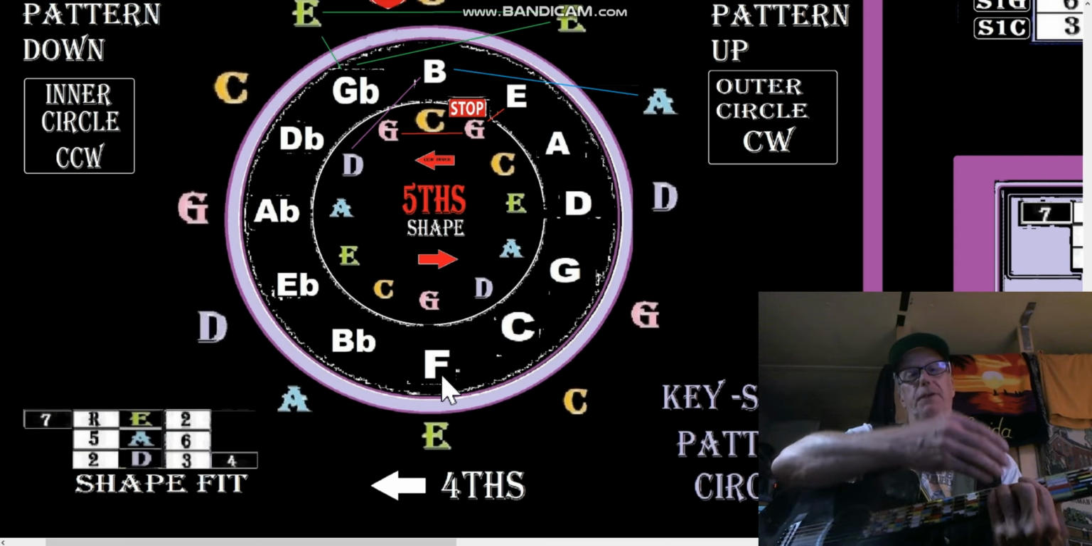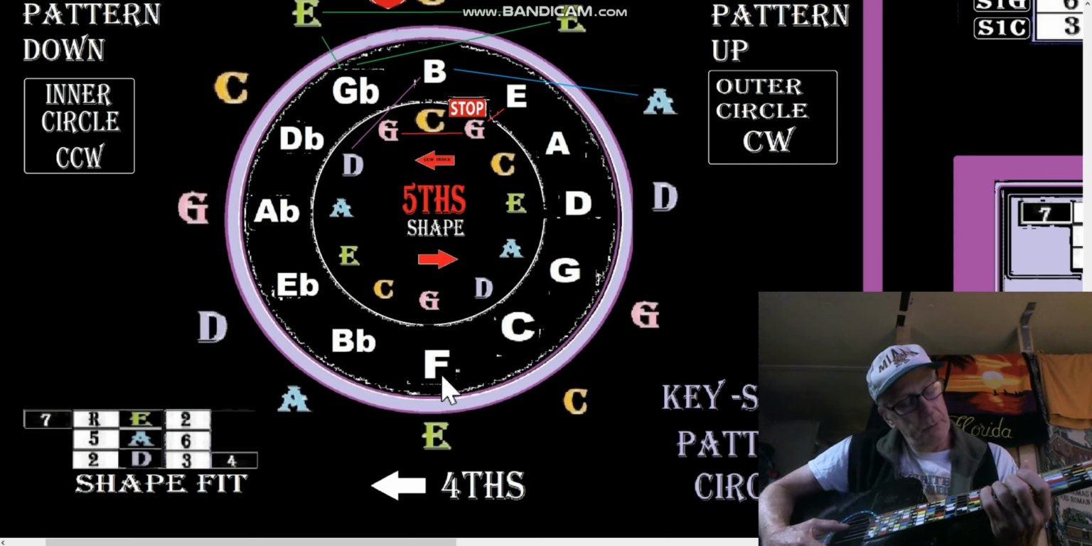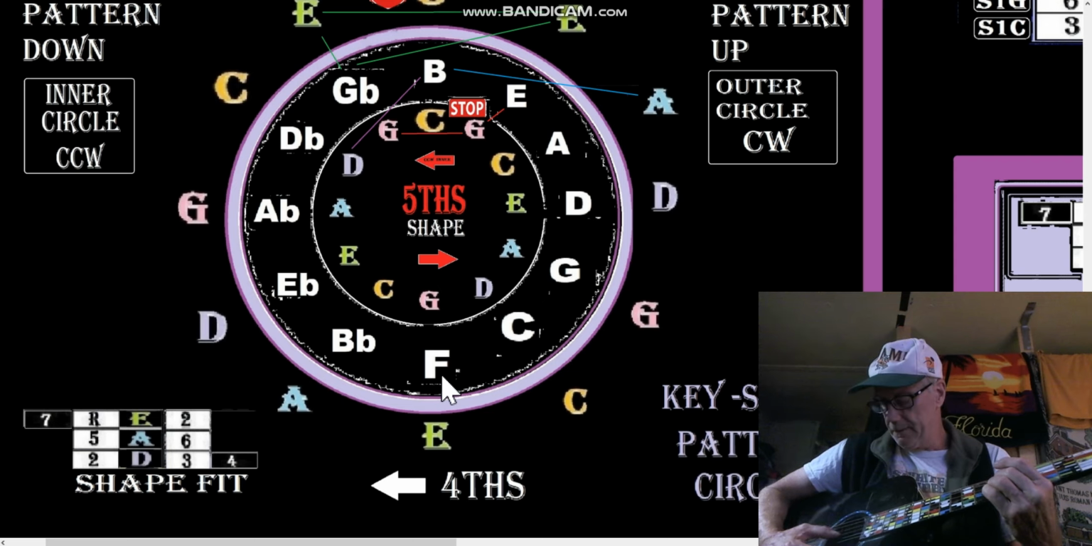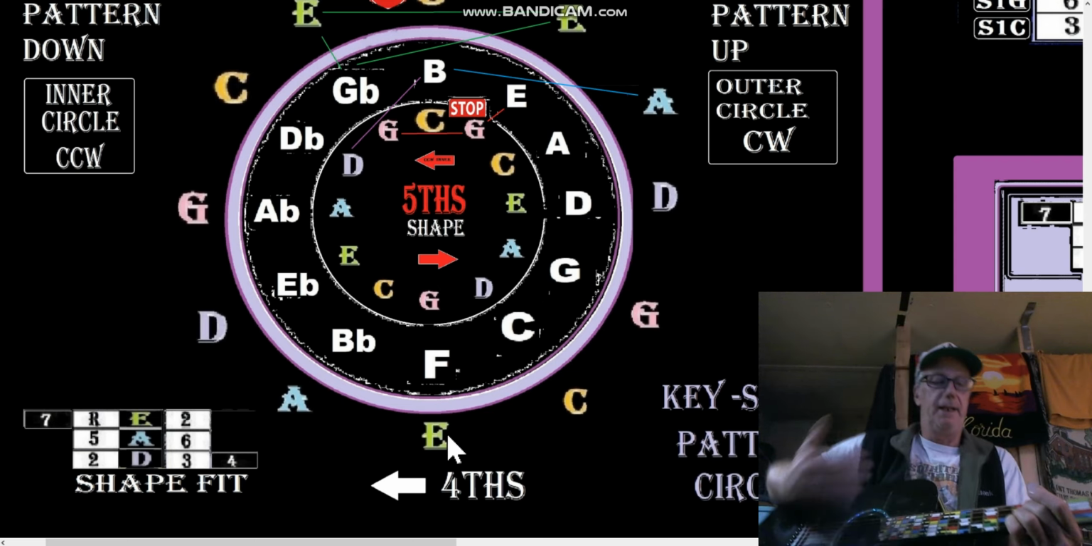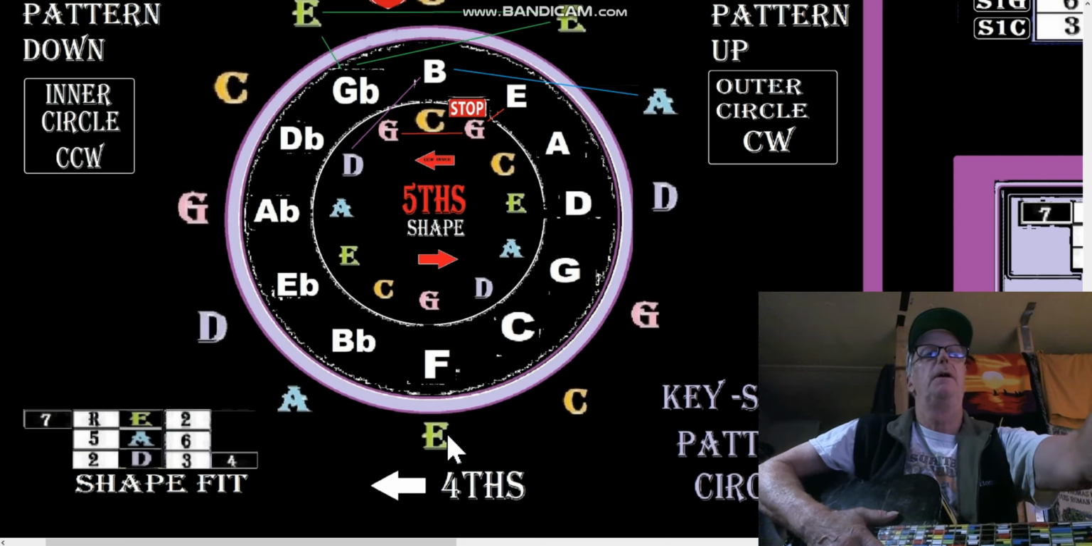So if we move these intervals up, which is a perfect fourth to a major third, and start here, perfect fourth, no, that's a minor third. There's a major third. It gets us to our A shape. So you can do it in chords, you can do it in arpeggios, or arpeggiated chords or arpeggiated scales.